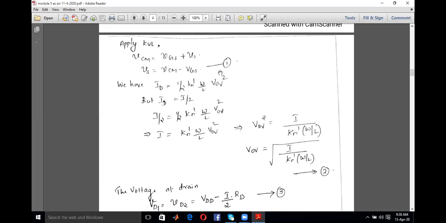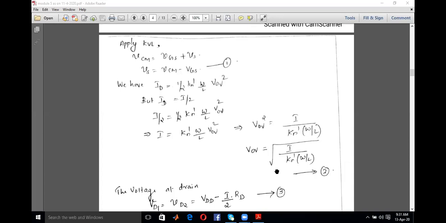So this is equation number 1. And you know the equation for ID, which is very familiar to you from the first module itself. ID is equal to half Kn dash W by L into VGS minus VT the whole square. VGS minus VT is nothing but VOV, so ID is half Kn dash W by L into VOV square. Here ID is I by 2, because the two transistors are operating in common mode, so the drain current is I by 2. So instead of putting ID, you can put I by 2 now. You can cancel 2 from both sides, and from this, rearrange and find the equation for VOV.